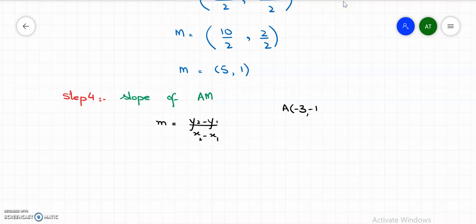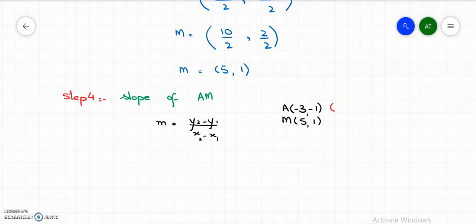-3 and -1, and the point M that is equal to 5 and 1, we have just got from step 3. Okay, so to find the slope of a line AM, we have to use the formula m equals y2 minus y1 over x2 minus x1. Why are we using this formula? This formula we have to use when we have to find the slope between the 2 points.